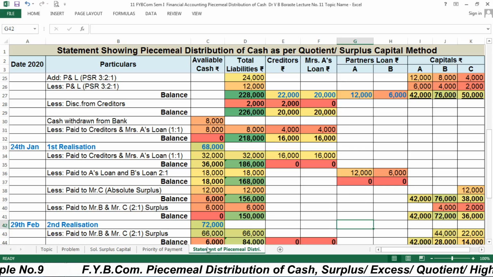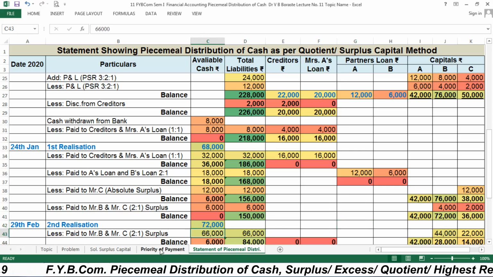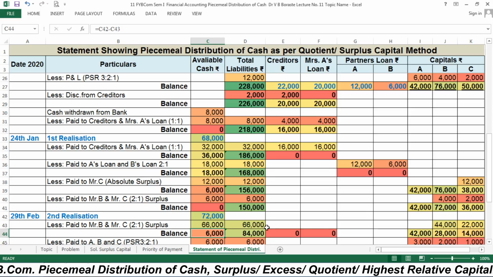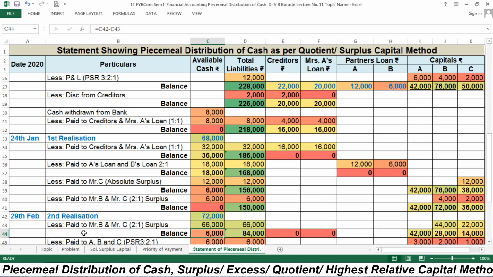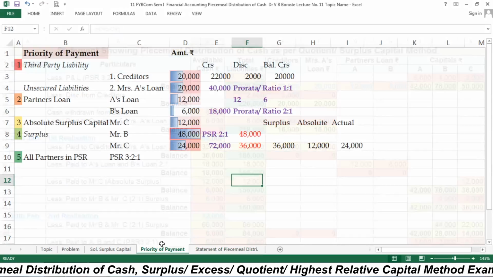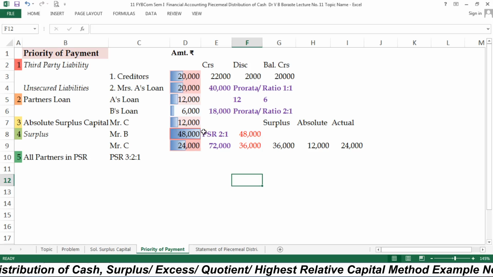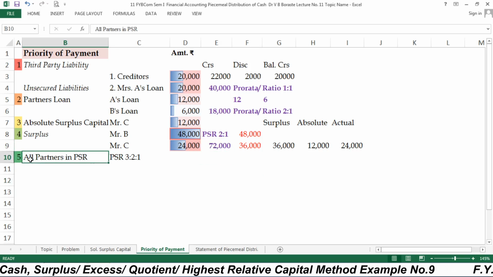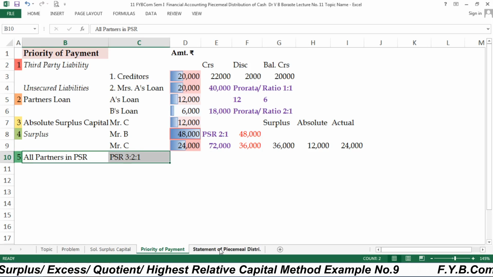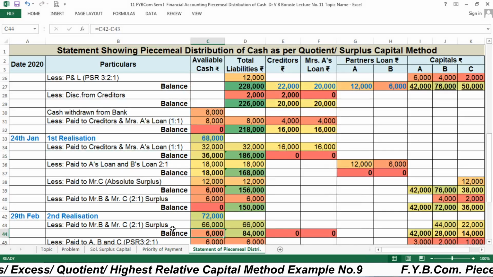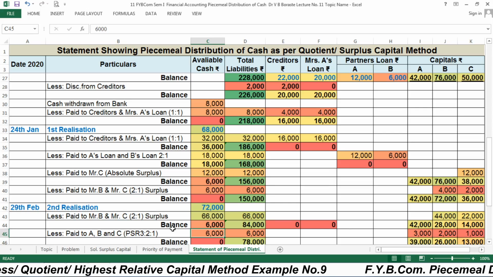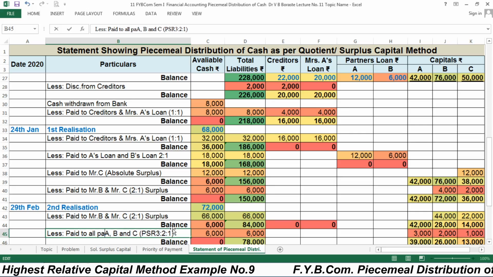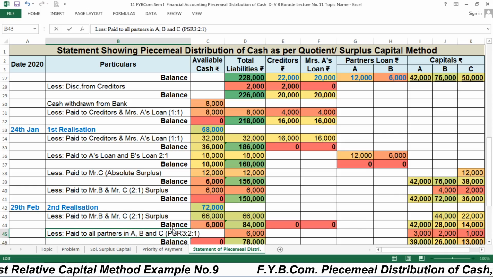So after the payment of 66,000, cash in our hand is rupees 6,000. With this we have still payable liability. We have to pay liability of rupees 84,000. After the payment of surplus capital, now we have paid a surplus of rupees 48,000 and 24,000, that is 72,000. Now whatever amount we have to pay in the profit sharing ratio. So here we have 6,000. The next step is less paid to A, B and C. That means all partners, paid in profit sharing ratio.